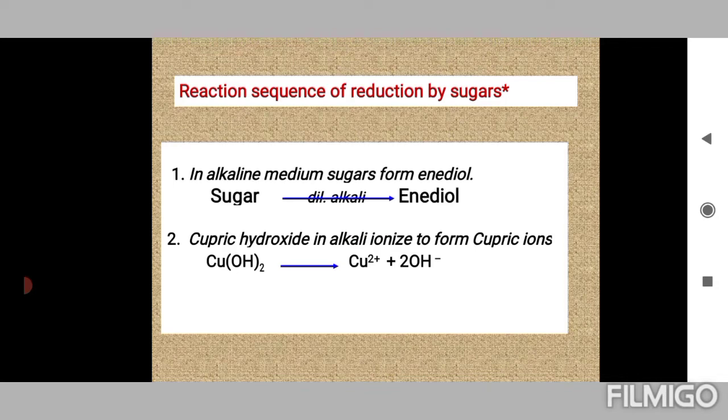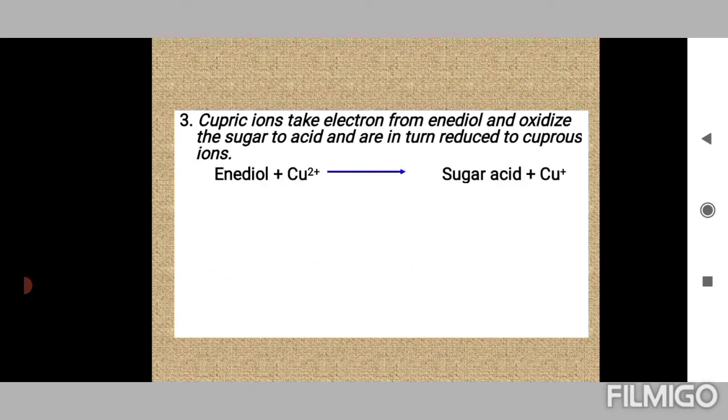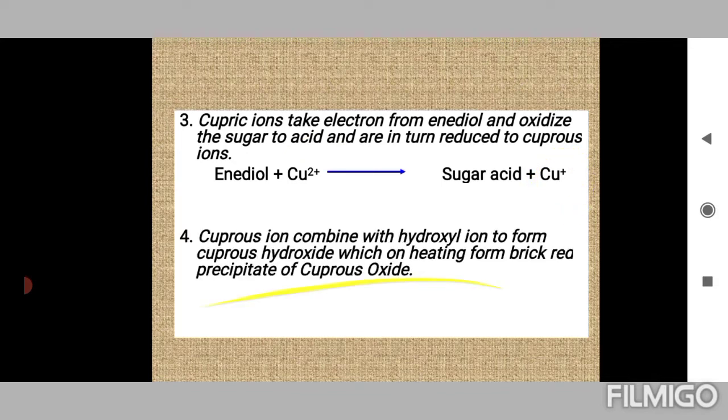Now the next step is that cupric ions react with enediols. The enediol gets oxidized to give sugar acids. Obviously, carboxylic acid groups are formed from the carbons in the enediol structure. So this becomes a sugar acid, as you have learned again in the previous slides. So we know what sugar acids are. And correspondingly, the cupric ion gets reduced to cuprous ions. And the cuprous ion combines with hydroxyl ions to form cuprous hydroxide.